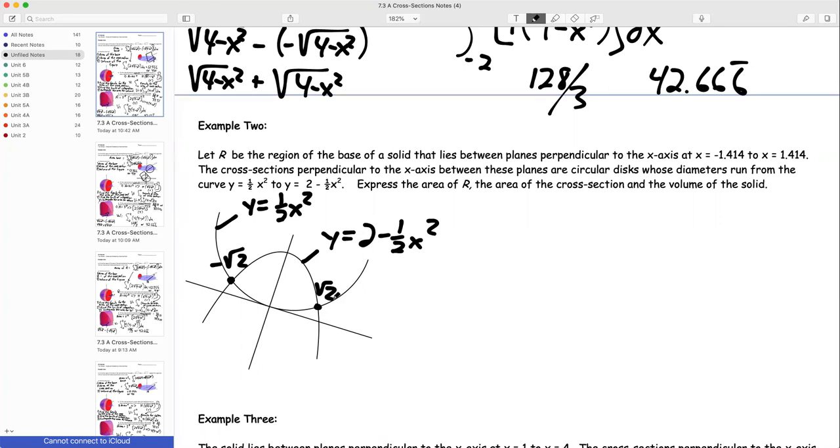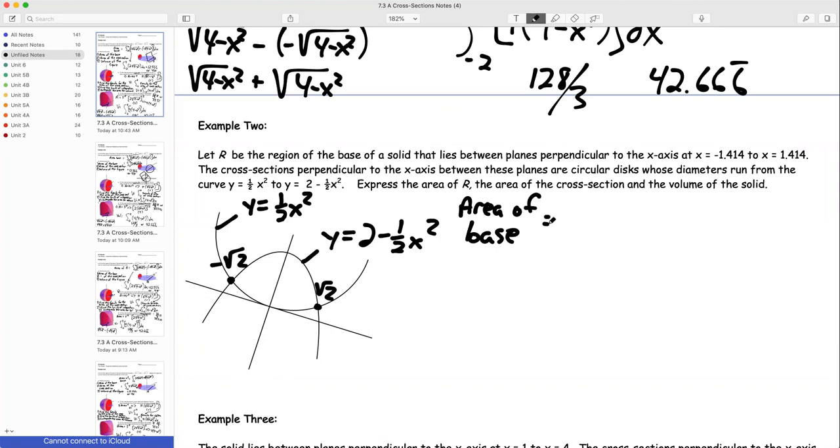If you don't know, you can just leave it. Okay, so all they said was express the area. That means I do not have to evaluate. I just need to set it up. Okay, so I need the area of the base.